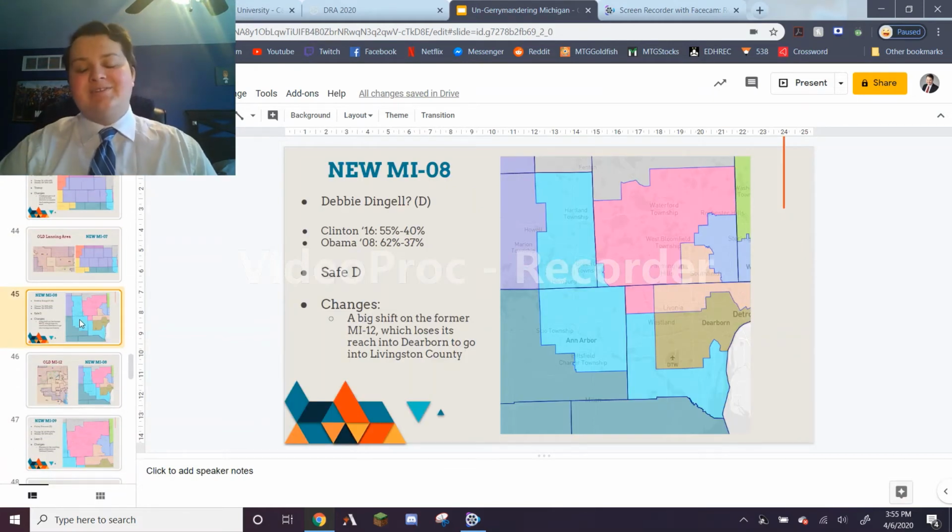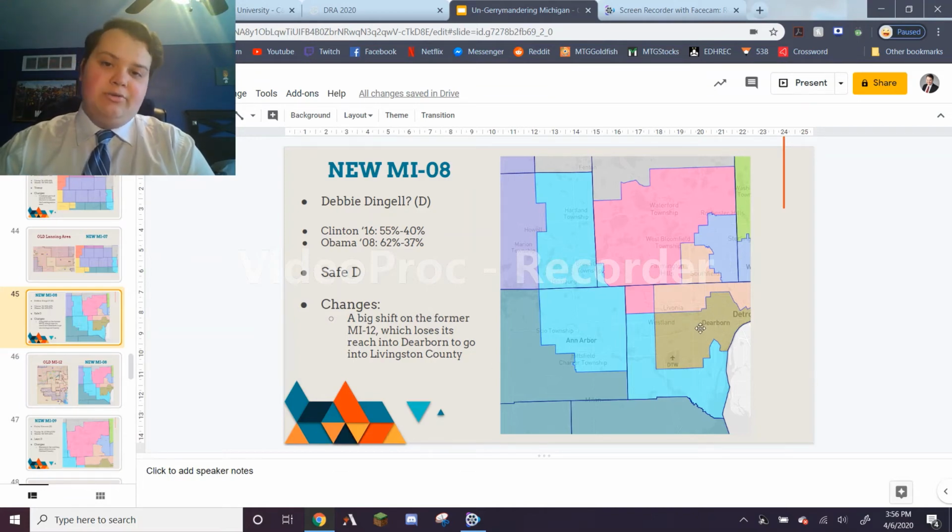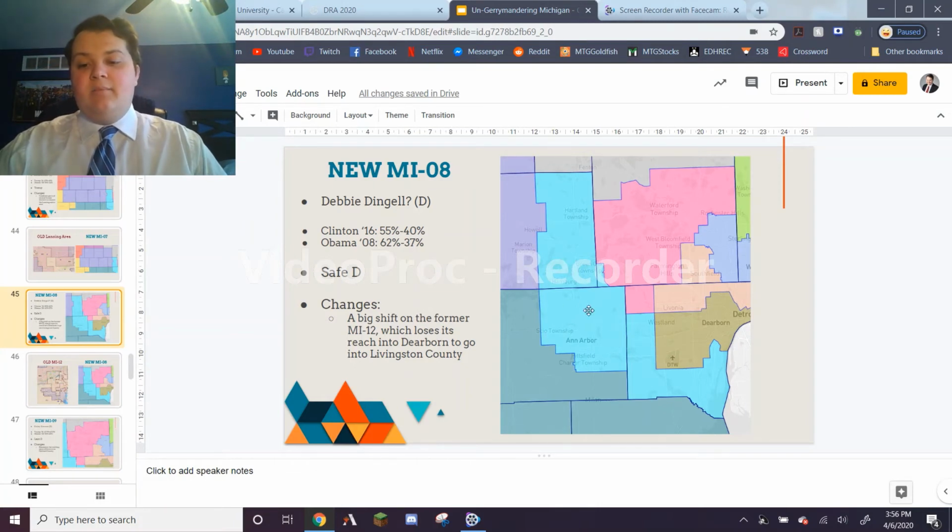The new 8th district is also fairly dissimilar from what we have right now. This could be represented by Congresswoman Debbie Dingell, but the issue for her is that she lives in Dearborn, which is now no longer part of this district, like it currently is. It's a district that was won pretty well by Hillary Clinton, 55% to 40%, and I would consider this a safe Democratic district.